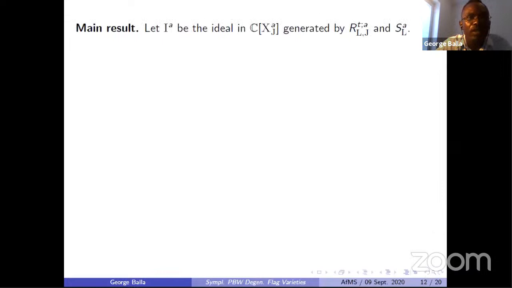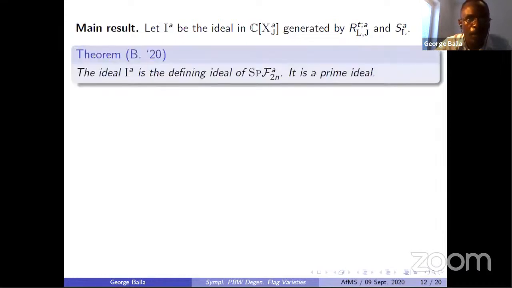Now, the main result of what we have done so far is that this ideal IA generated by these degenerate relations, the quadratic ones and the linear ones, is the defining ideal of our complete symplectic PBW degenerate flag variety. And it is also a prime ideal.